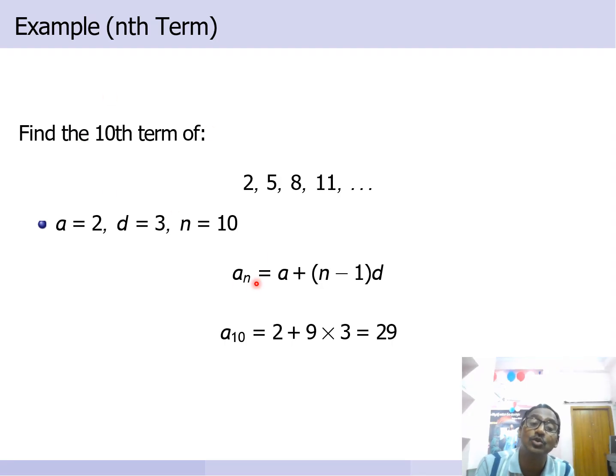Find the 10th term. They are asking 10th term, so n is equal to 10. I need to find a10. What is the formula for an? an equal to a plus n minus 1 times d. So in place of n I am taking 10. So a10 equal to 2 plus 10 minus 1, 9, into d. d is a fixed number, 3. 2 plus 9 times 3, that gives 29. 9 threes are 27, 27 plus 2, 29.